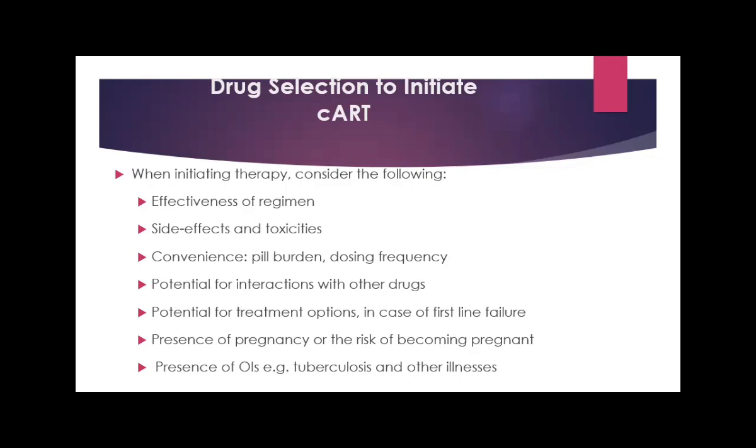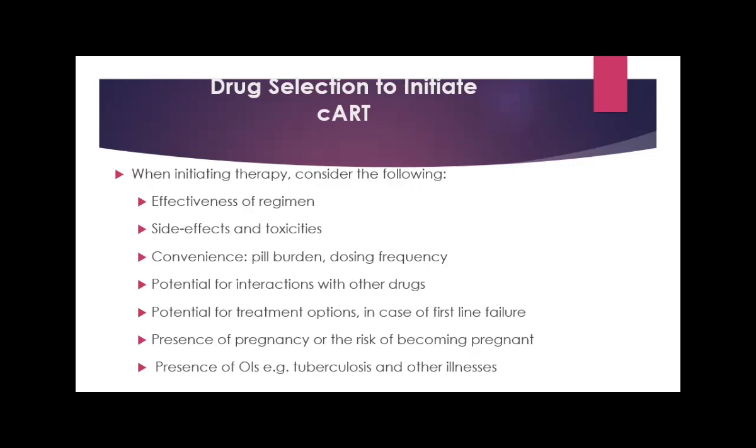So we have to know which drugs in our combination have to be reduced or increased in order to facilitate the interaction with other drugs. Then the other one is potential for treatment options in case the first line treatment fails. So in case of treatment failure, we have to prepare for potential second line treatment options. So we should give a combined ART that has possible second line treatment in case of first line treatment failure.